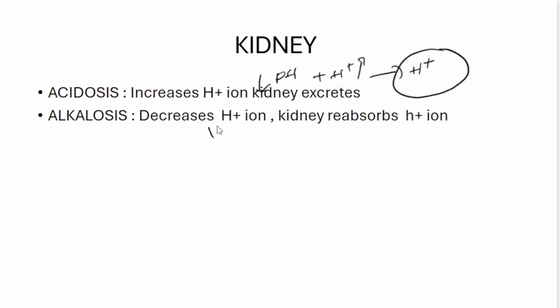In alkalosis, H plus ions will decrease. Then the kidney will do reabsorption of the H plus ions. Then we will move on to the next, the phosphate and potassium exchange system.